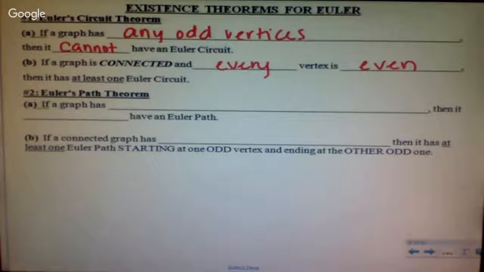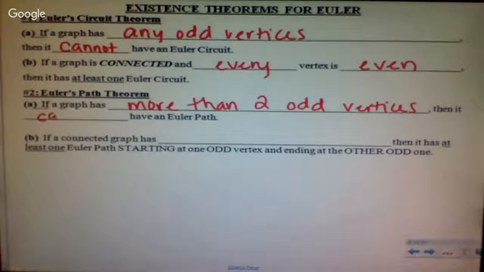Number 2 says, if a graph has more than 2 odd vertices, then it cannot have a path. Okay, it has to be exact, which is what part B says. If a connected graph has exactly 2 odd vertices, then it has a path.